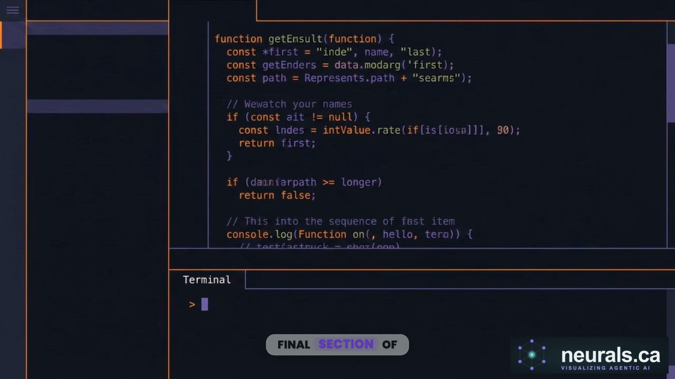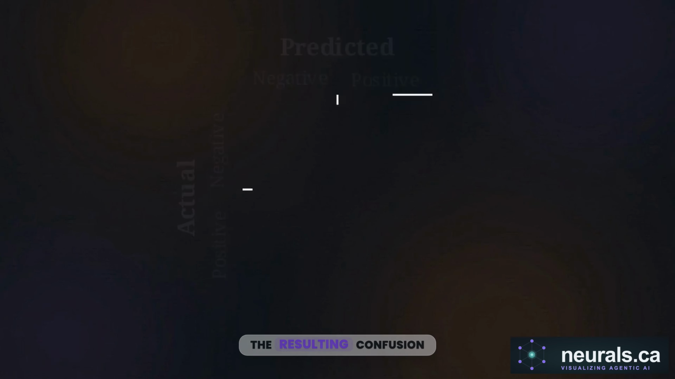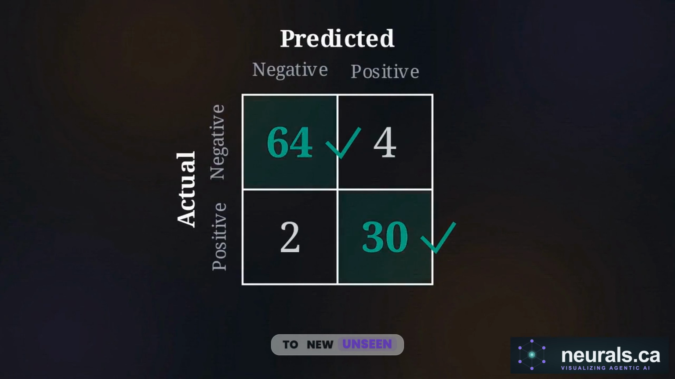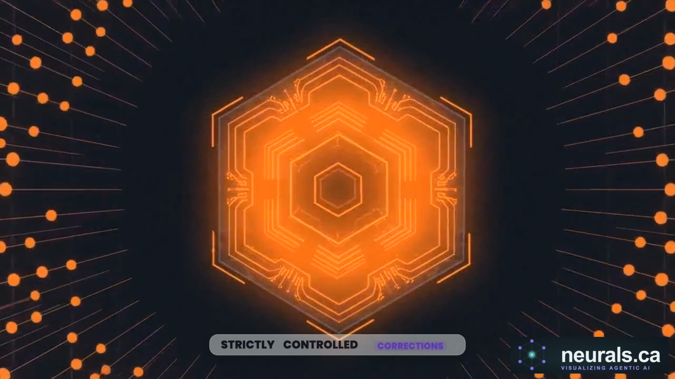This final section of the script handles the output generation. The .predict command sums the outputs of those 100 heavily penalized weak learners, thresholding their scores into a final binary classification. The resulting confusion matrix and accuracy metrics prove whether the ensemble successfully generalized its rules to new, unseen holdout data, aggregating hundreds of tiny, strictly controlled corrections.